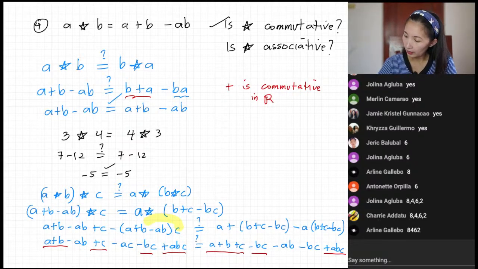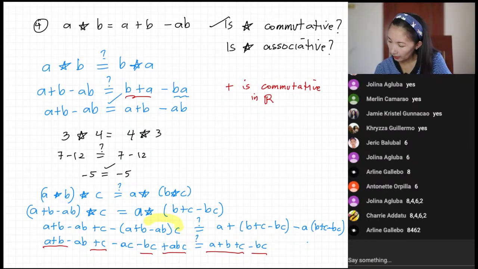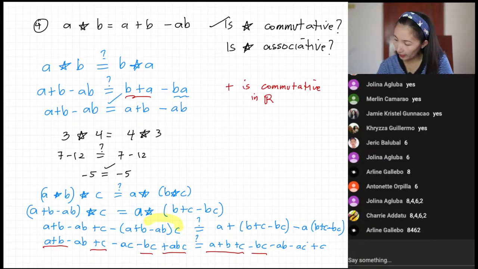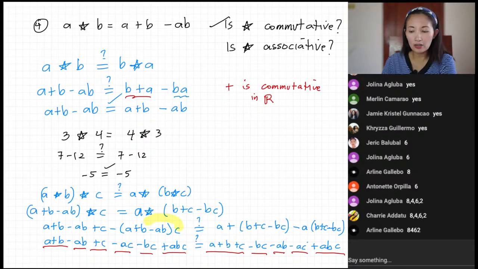We are missing something here. Let me just write it properly. So, A, correct, plus B plus C minus BC, then minus AB minus AC plus ABC. Are they exactly equal, left and right? It has ABC. There is BC. There is AB, minus AC, minus AC. Yes! So star is also associative.